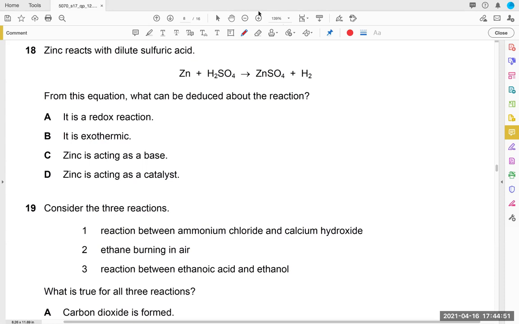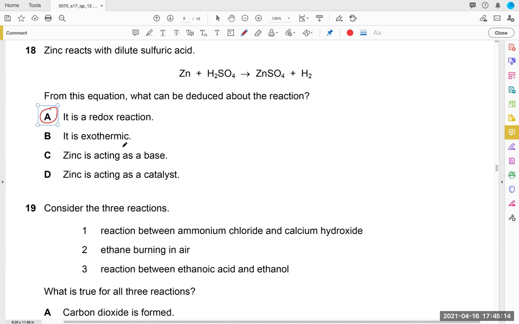Zinc reacts with dilute sulfuric acid. Okay, this is a redox reaction. From this equation, what can be deduced about the reaction? It is redox, because zinc is an element on the left side and its ion on the right side. Or hydrogen is an ion on the left side and a gas element on the right side. So this is true. Let's check the rest.